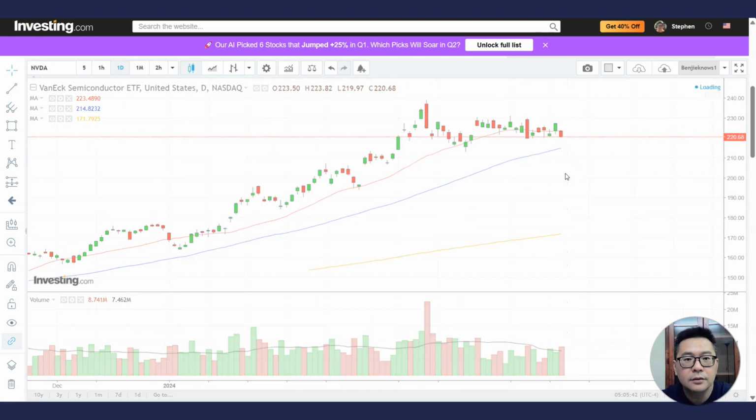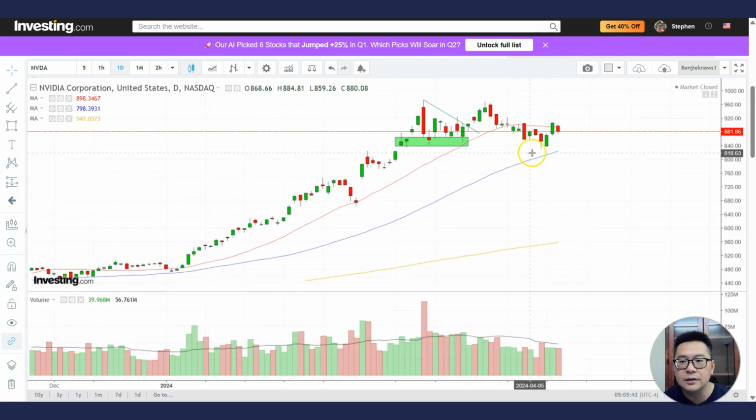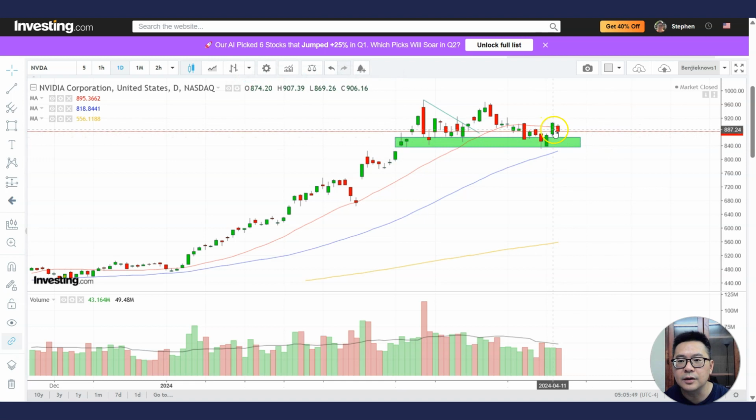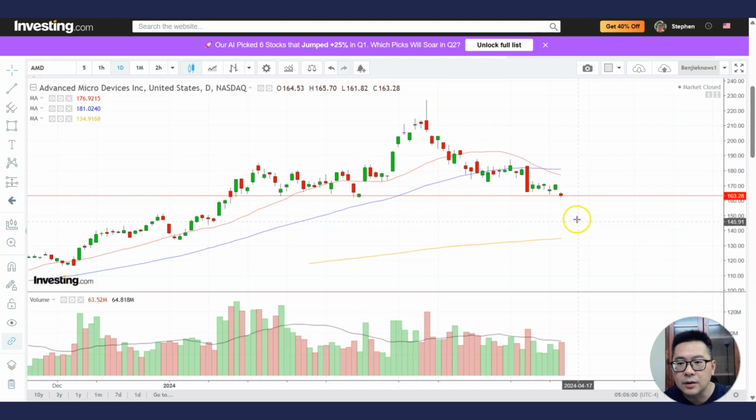And top stocks like NVDA are still finding support, but we have a red bar here after the green bar here. But most importantly, always watch this support and 50 MA for NVDA if you want to see it continue to move higher. Now AMD is a bit weak because it is trying to break below this consolidation. It actually has broken down below.